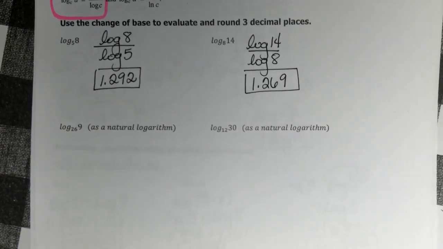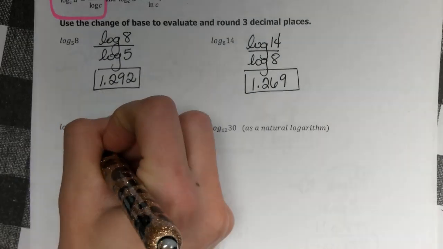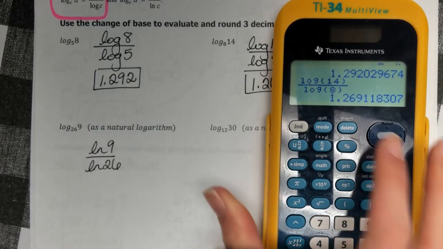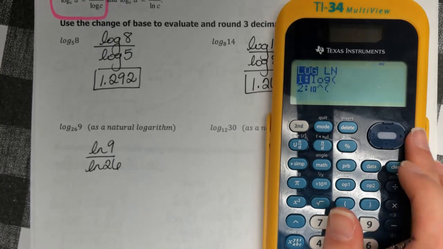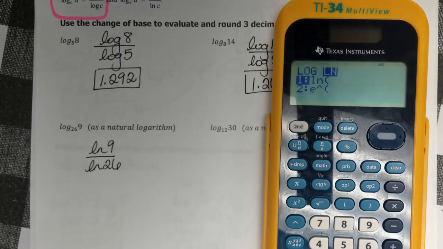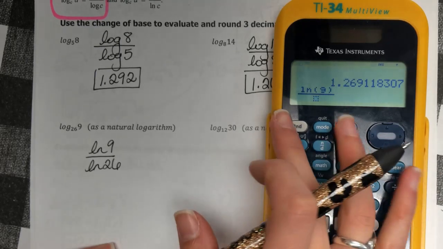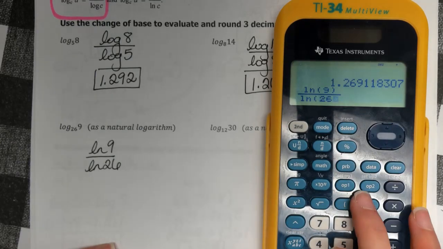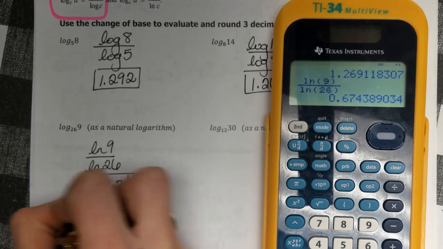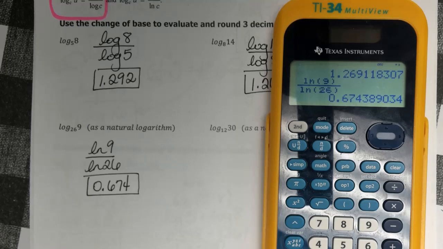So then if I have log base 26 of 9 and I'm going to do the change of base formula to be a natural log, then it's just going to be natural log of 9 over natural log of 26. So to get natural log, you're just going to go to the right when you're in your log screen. Just go to the right, natural log of 9, the natural log of 26. Any questions on this? Okay.